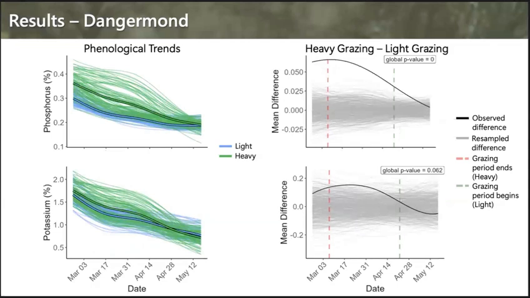And a bit of a different picture here too for phosphorus and potassium, where leaf phosphorus is higher where there was heavy grazing. And for potassium, the difference is not so pronounced.